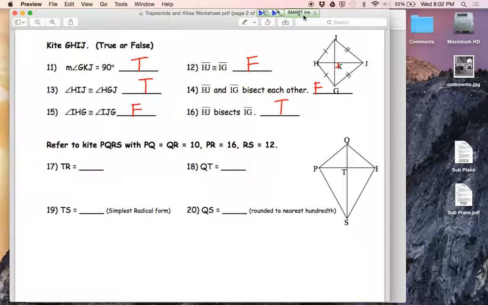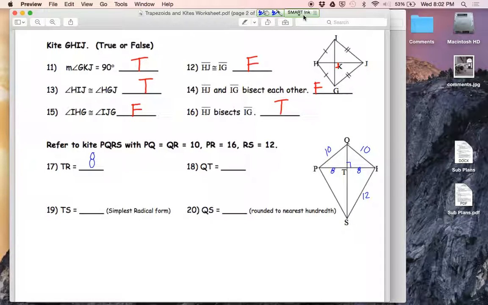Now, on number 17, refer to this kite. PQ equals QR equals 10. So this is 10 and this is 10. PR is 16. So the whole thing's 16. This side's 8 and this side's 8. This is 90 degrees here. And RS is 12. So it wants to know TR. We already know TR is 8.